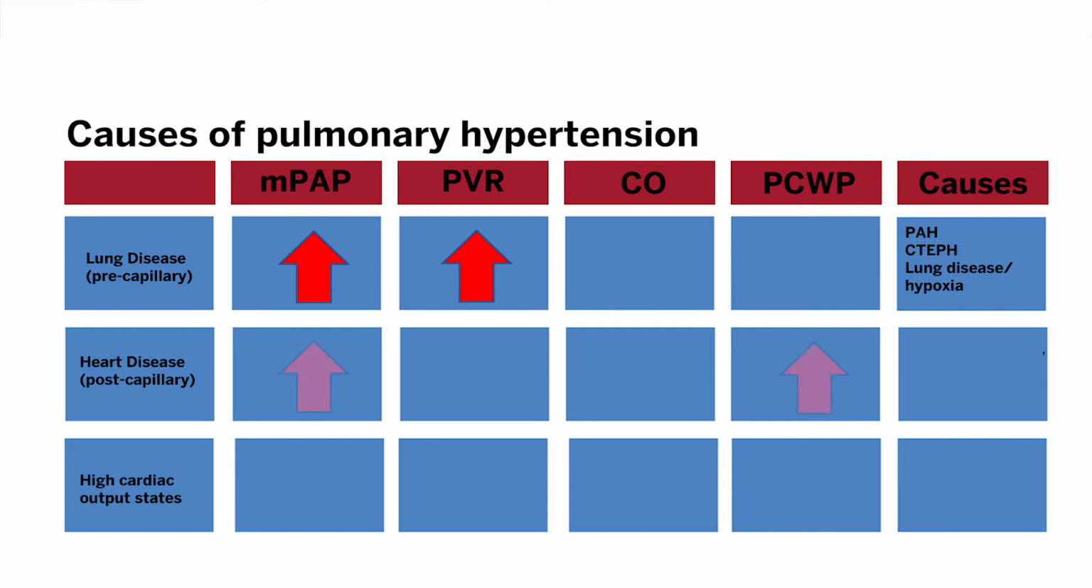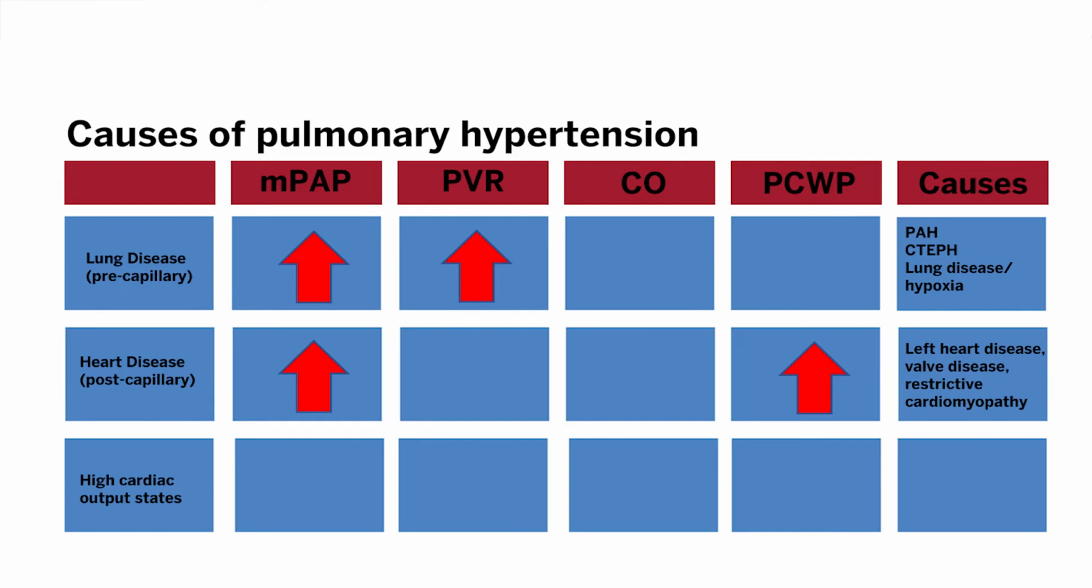The next category would be post-capillary pulmonary hypertension, which again is defined not only by an elevation in mean pulmonary artery pressure, but an elevation in the pulmonary capillary wedge pressure. The most common cause for this is left heart disease, but it can also be seen in valvular disease or restrictive cardiomyopathy.